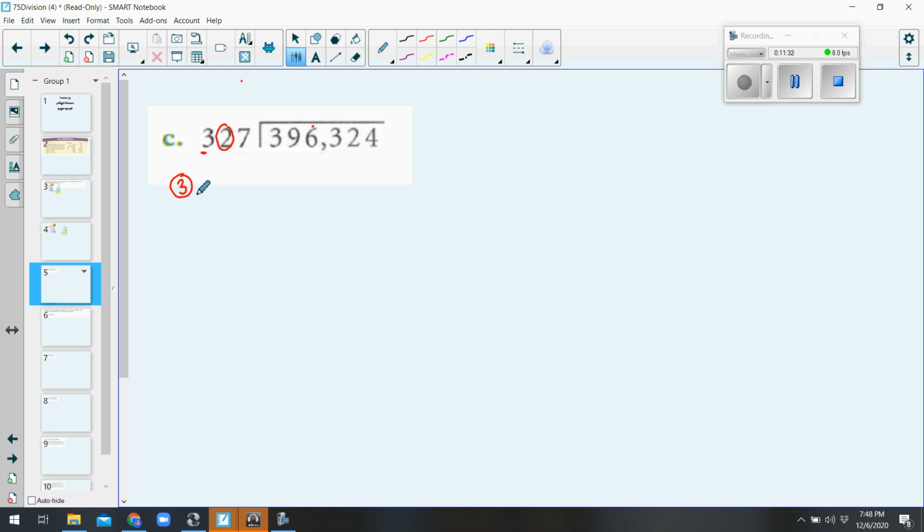Now use this and ask yourself, will 3 go into 3? Yes, it will. It will go one time. So I'm guessing that 327 will go into 396 one time, and multiply through. So 1 times 7 is 7, 1 times 2 is 2, and 1 times 3 is 3. And then you're going to subtract.